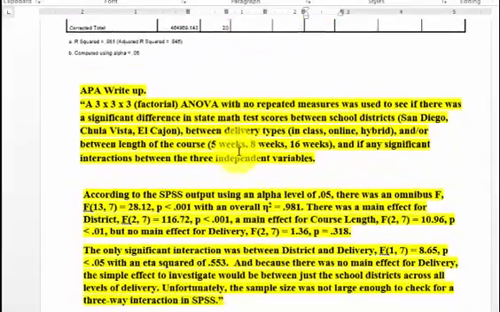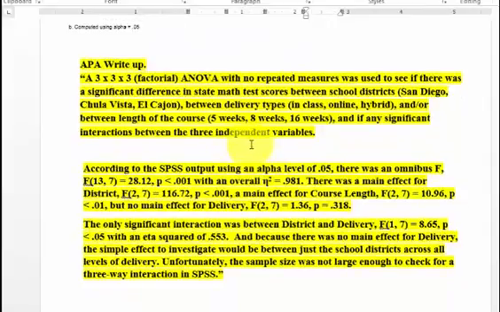And here's the write-up. We ran a factorial ANOVA with no repeated measures to see if there was a difference in test scores between the school districts, between the delivery types, and between the length of the courses. According to the output, first of all, there was a significant omnibus F. That tells us that we need to explore further. So when we get an omnibus F, that's just the beginning. You've got to look deeper.